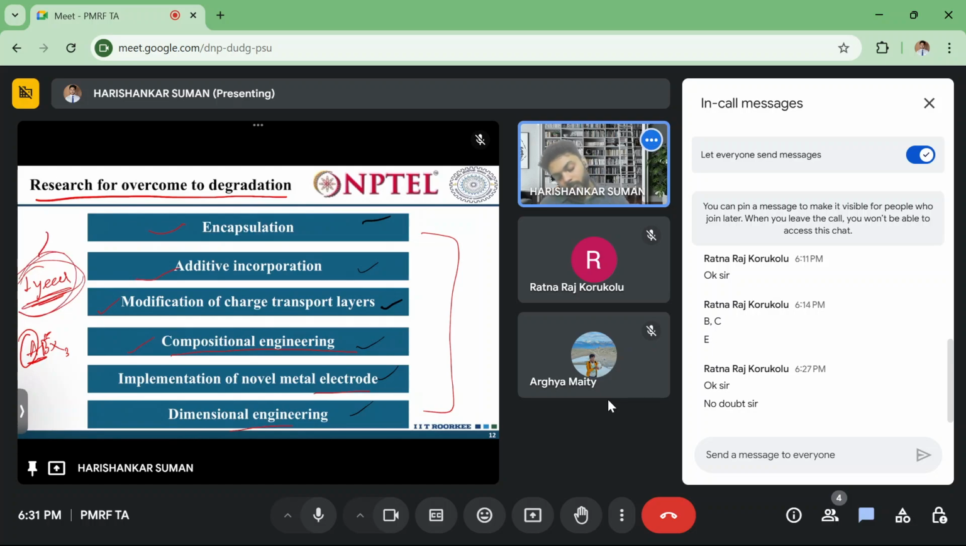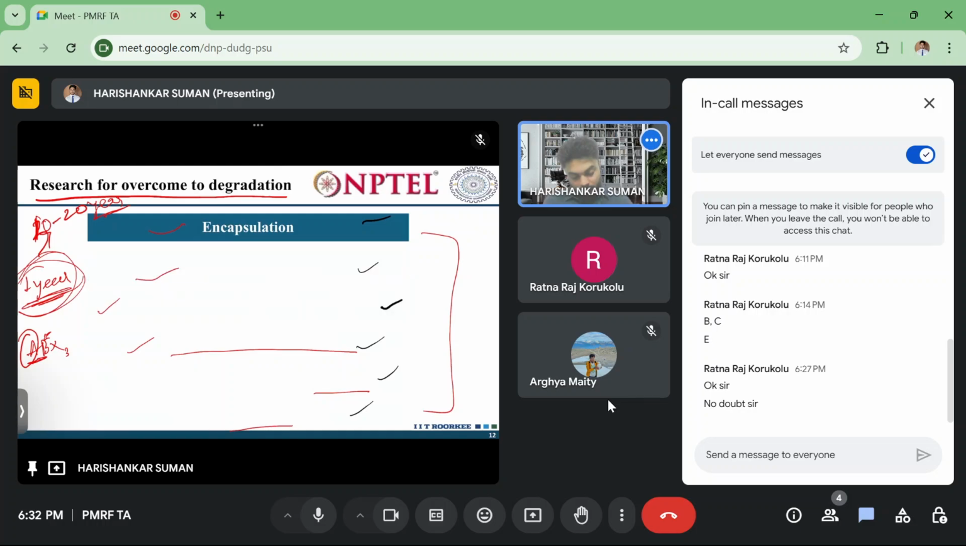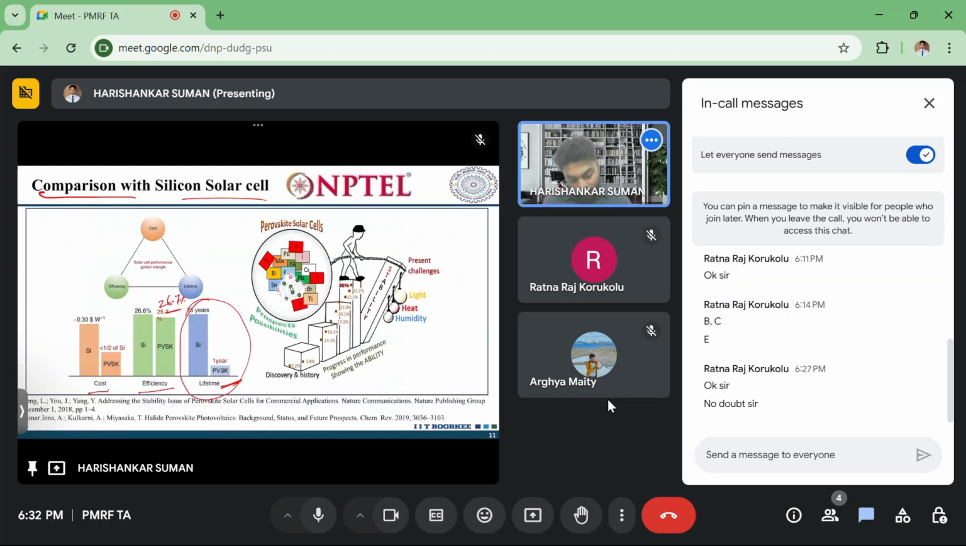From 1 year, we want around 10 to 20 years. Then we can commercialize. All properties are good except the lifetime with respect to silicon, and cost, as you can see, is half of the silicon.